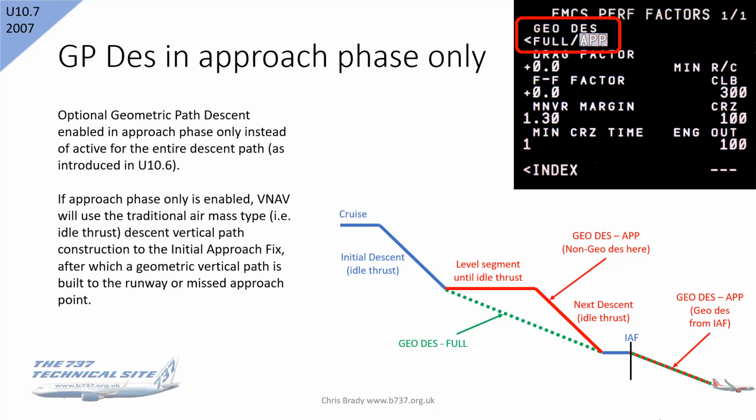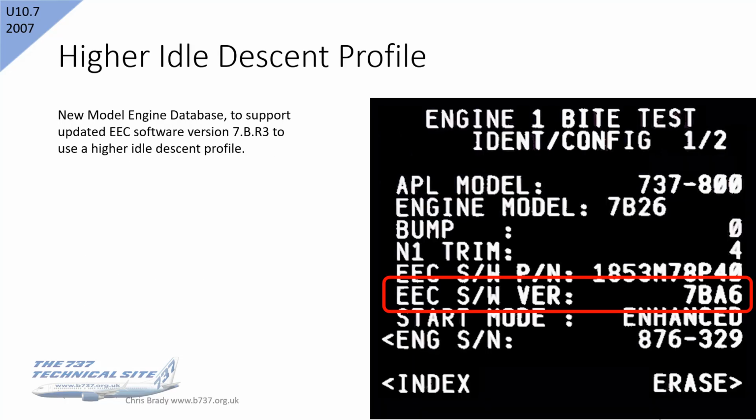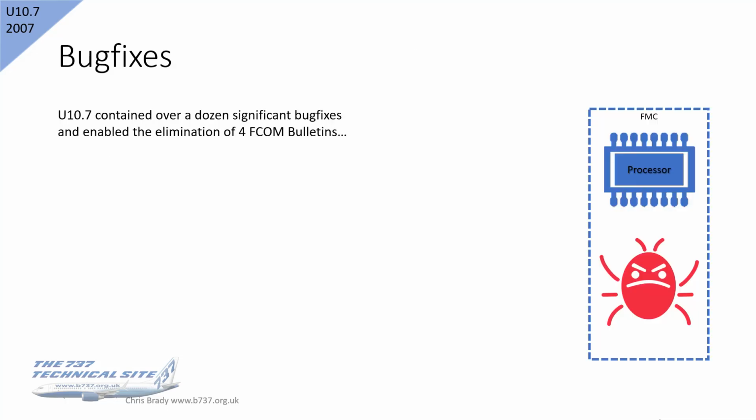Again, I won't labour the point. We've been through this several times, but you can see the difference: the green dotted line is full, and the red line there is approach phase only. Higher idle descent profile. This was just a new model engine database to support an updated EC software version to use a higher idle descent profile. That's all that was.